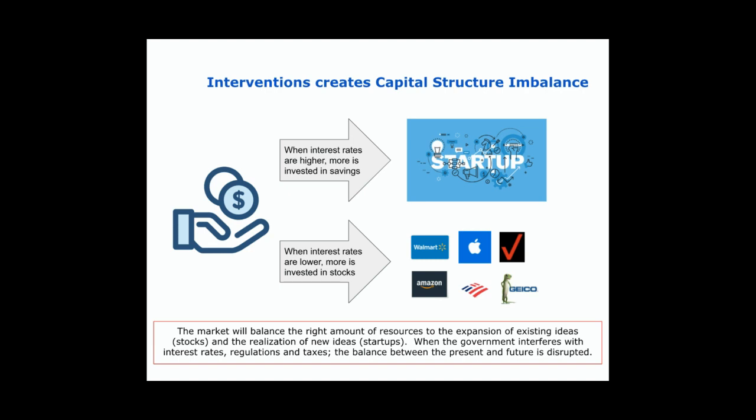There's a certain amount of capital that goes to startups and a certain amount of capital that goes to going concerns. When the government interferes, either through interest rates or maybe through regulations or taxes or maybe by deciding what kinds of businesses can exist and what kind of contracts can exist, well, the balance between existing ideas and future ideas, between the present and the future, is disrupted.